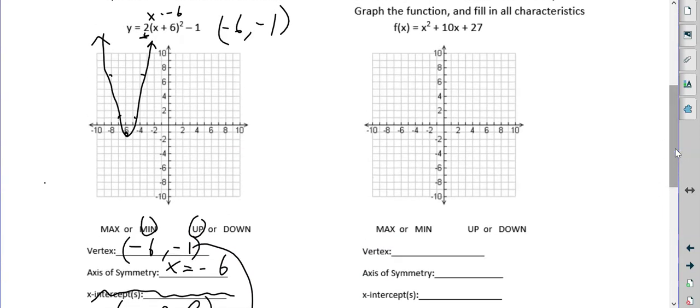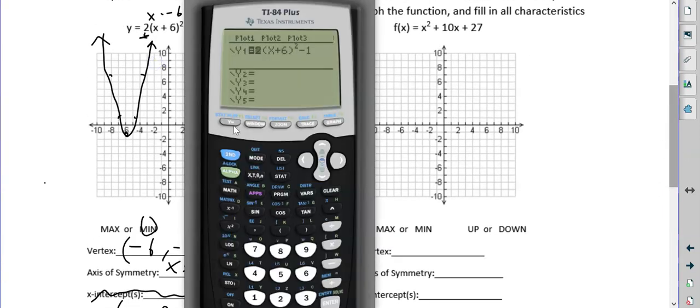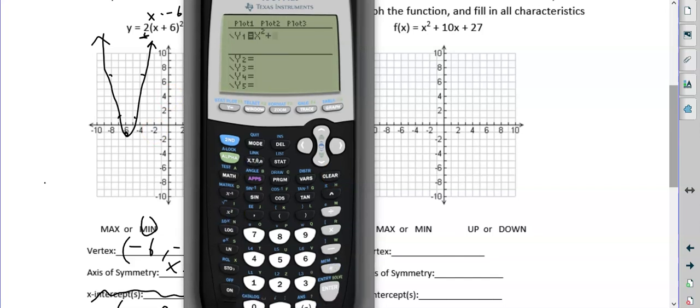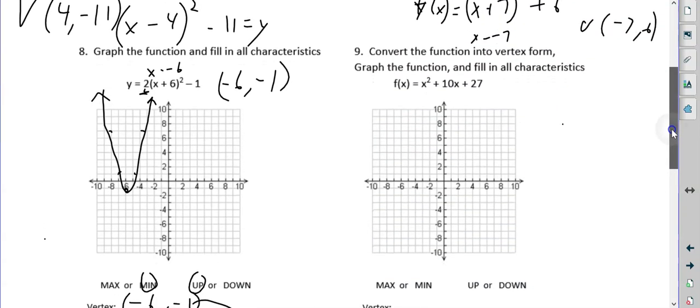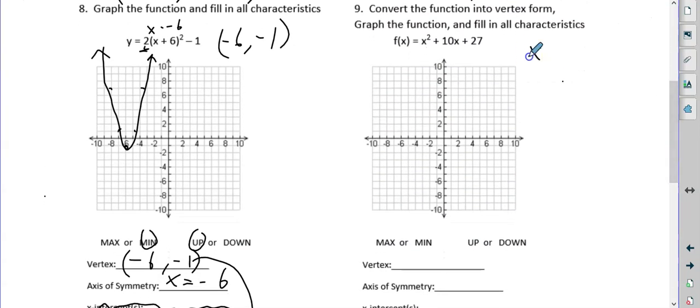All right, x squared plus 10x plus 27. Let's put that in right now. X squared plus 10x plus 27. So, first off, let's look at the directions. It says convert into vertex form. So we have to do our completing the square. Not too terrible. Remember, leave our space, equals negative 27. Very important to make that negative.